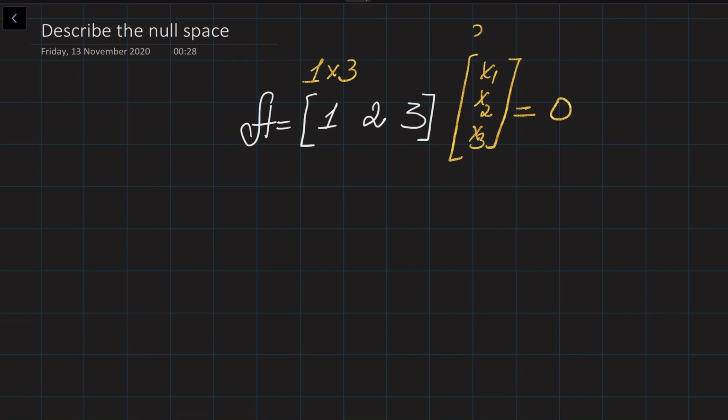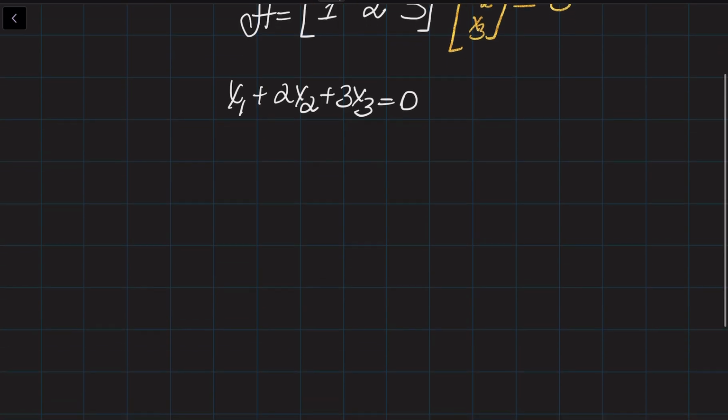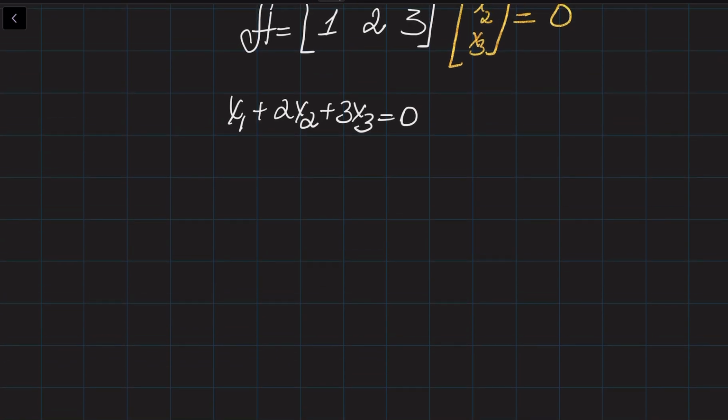The dimension of this vector is 3 by 1, and if you multiply these matrices, we're going to have simply a 0. In order to find x1, x2, and describe this, I would like to write down the system of linear equations this way: x1 plus 2x2 plus 3x3 is equal to 0. I would like to solve this system of linear equations in two different ways.